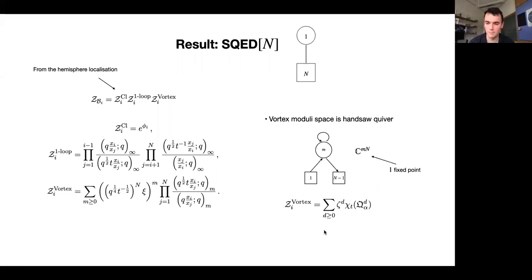The chi-T genus can be computed by localization. In fact, this Handsaw is just flat complex space. It's C to the mn, where m is the particular vortex number and n is the number of hypers. And there's one fixed point at the origin. So the chi-T genus receives a contribution from the one fixed point, this term here. And the one loop piece you can think of as a particular normalization of the chi-T genus of the vortex moduli space.